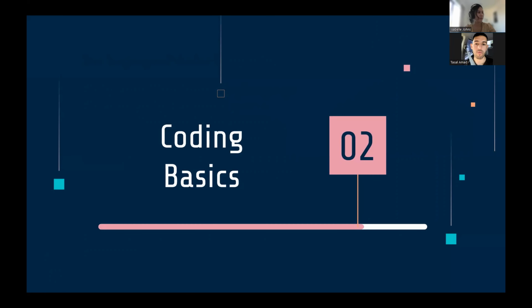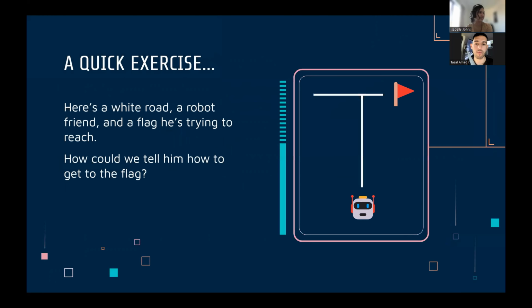Cool. So the basics of coding. Are you guys ready? So here is a quick exercise for you guys. We have a robot and there is a white road in front of him and there is a flag he's trying to get to. And the robot can't do anything without being told by someone to do something. So what would you guys tell him to do to reach the flag? Any thoughts?